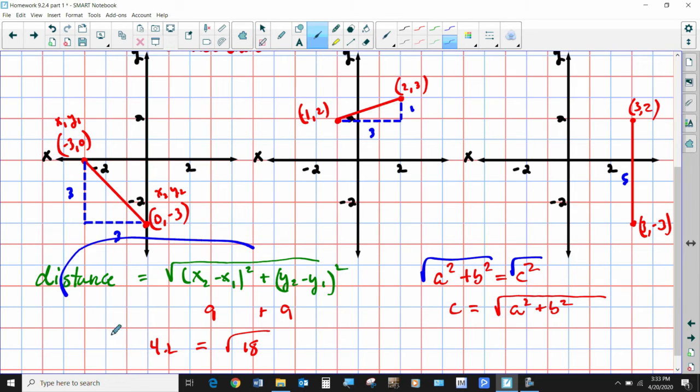So I am not testing you on the distance formula. We're not going to worry about that. We are simply going to focus on Pythagorean theorem. But it's good to introduce you to these concepts because you'll get more of it later in high school.